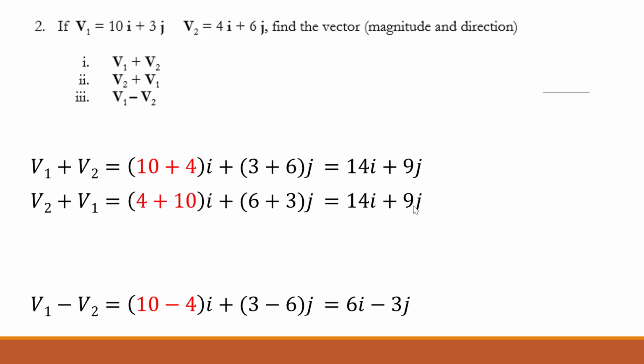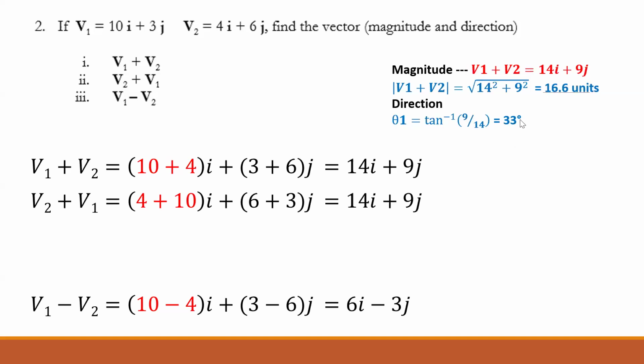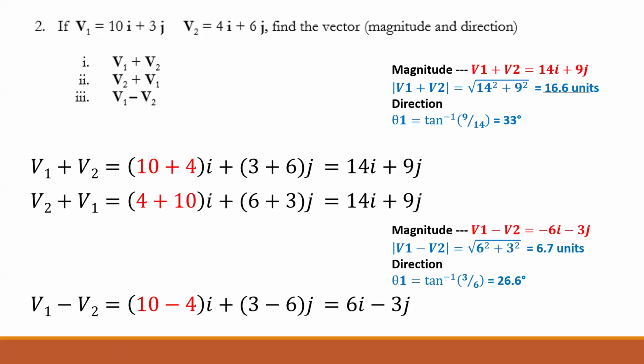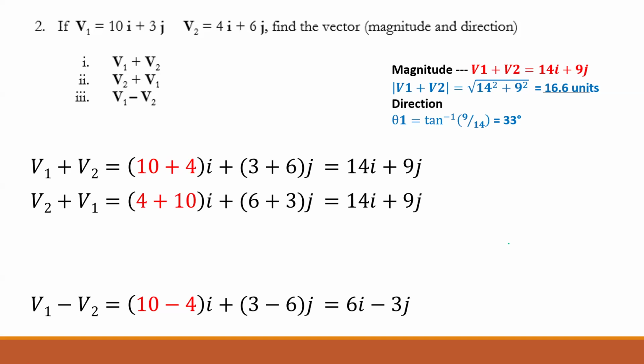Same way as we did before. The magnitude is 14 squared plus 9 squared, Pythagoras. Yes, you use the Pythagoras theorem to find the magnitude. The direction is y divided by x. That gives you the angle with the x-axis. So your 14, 9 will be like this. If you find this theta, that will be 9 divided by 14, which is 33 degrees.